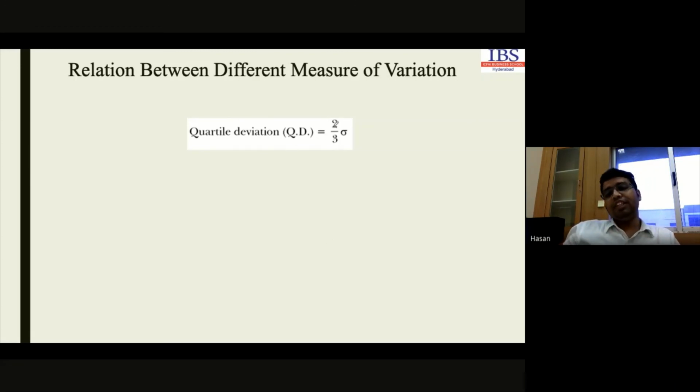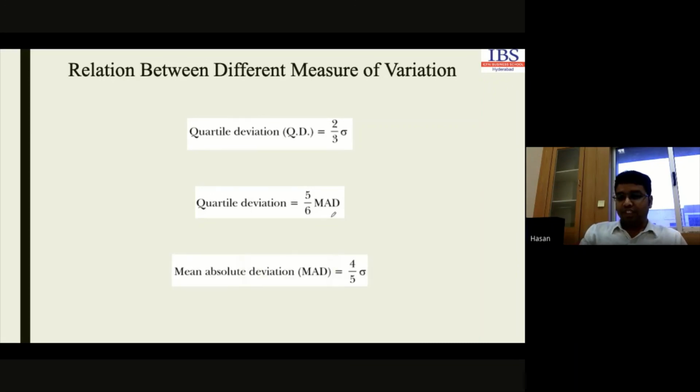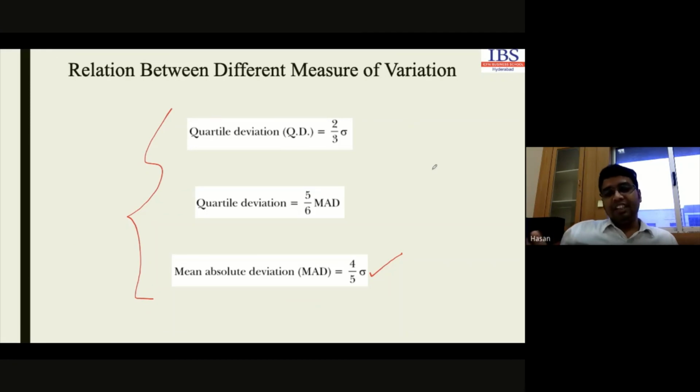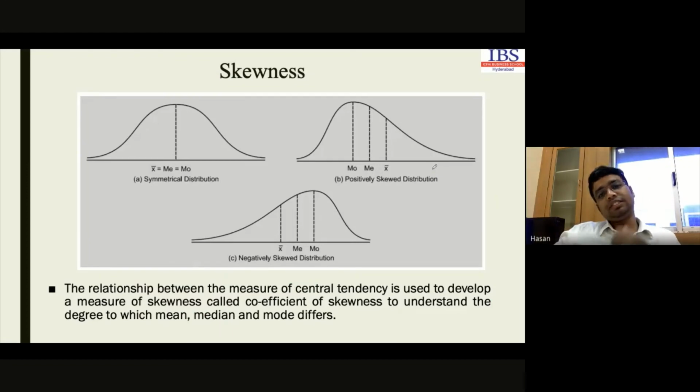So quartile deviation will be 2/3 of the standard deviation. Quartile deviation will be 5/6 of the mean absolute deviation, and mean absolute deviation is 4/5 of the standard deviation. So these are three different relations. Okay, now tell me if there is any query up to this, guys.